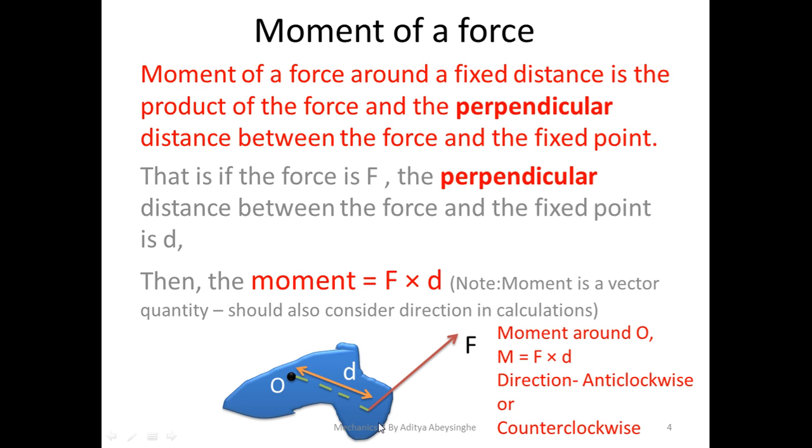So we define the moment of a force around a point as the product of the force and the perpendicular distance between the force and the fixed point. So you have to take the perpendicular distance. Now in case the force is not perpendicular, if it is angular somewhat here, you should either find the distance from this point to the line of action of the force, or you should decompose the force so that you can find the perpendicular distance. So there are two ways to calculate the moment of a force, and I'll explain that in the second part of this video.